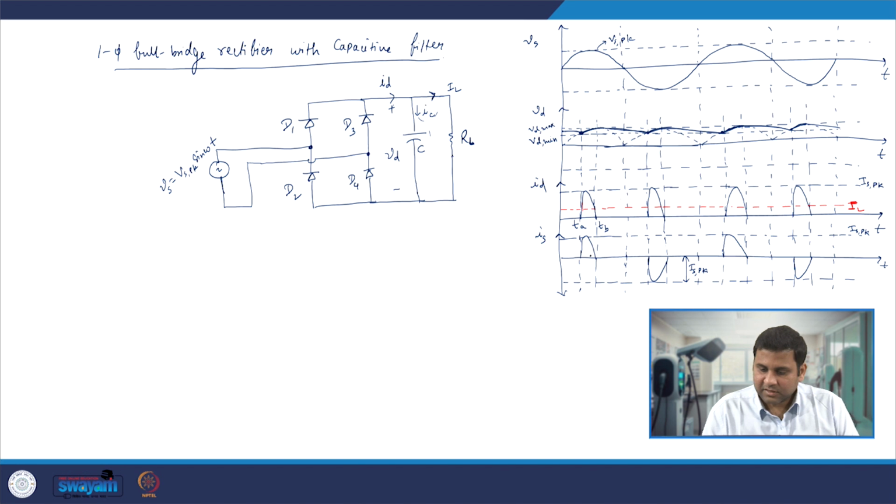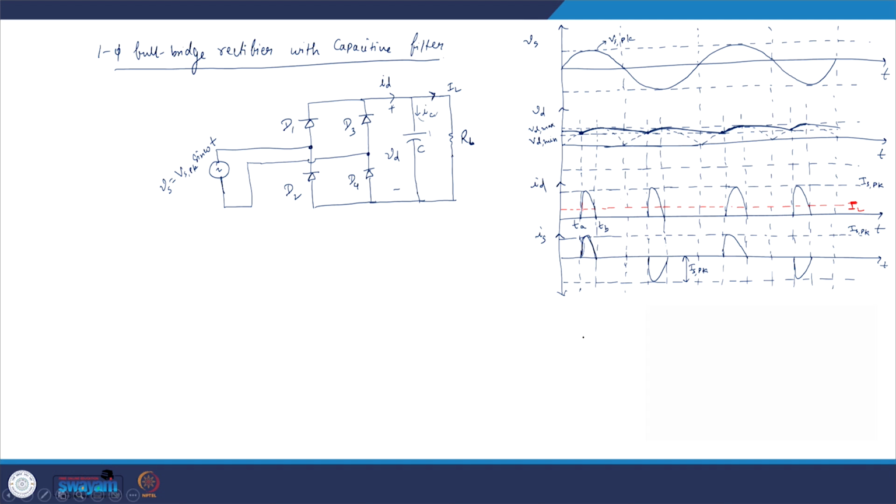So what we see is that we are imposing this AC voltage Vs, which is a sinusoidal wave. However, the current drawn from the source because of this capacitive filter is of a peaky nature, and it draws current near the peak of the sine wave.